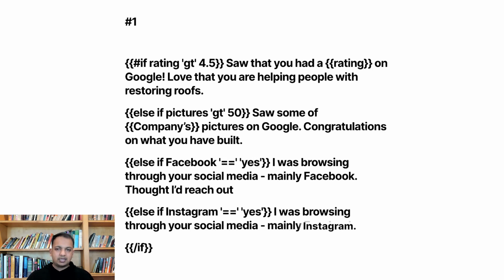So first we were checking if they had a rating of greater than 4.5. We used to say, saw that you had a rating on Google. We used elsif, check the number of pictures, elsif whether they had a Facebook, or elsif whether they had Instagram. And then we close that. So you can see the syntax over there, double brackets open, we're putting the statement. Then when you want to end the statement, you put double brackets open and put elsif, else, or close the statement. So this is how it really looked.